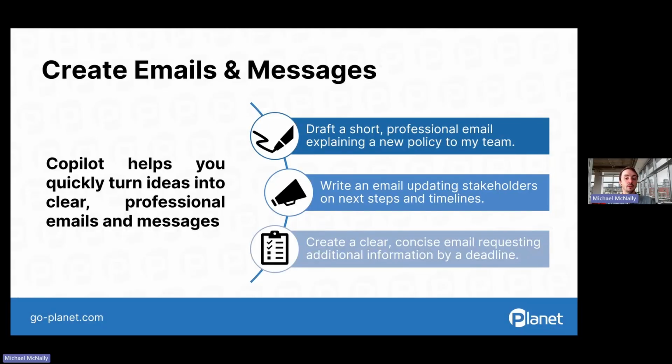Write an email updating stakeholders on next steps and timelines. So again, we want to make sure that we are referring to the proper documentation for this. This can help us get that ball rolling to ensure that we're informing the right parties of something that's happening. Or create a clear and concise email requesting additional information by a deadline. So we'll even start to put some structure in there and maybe ask us follow-up questions. Hey, what is the deadline? So I can put it in there for us. So Copilot can ask you questions back if you ask it to.